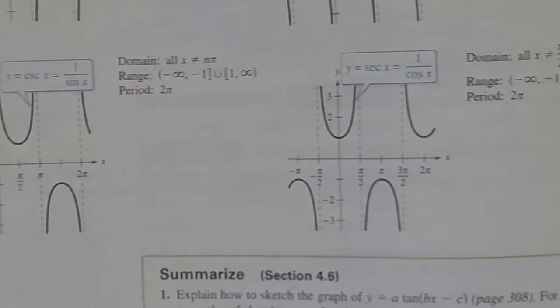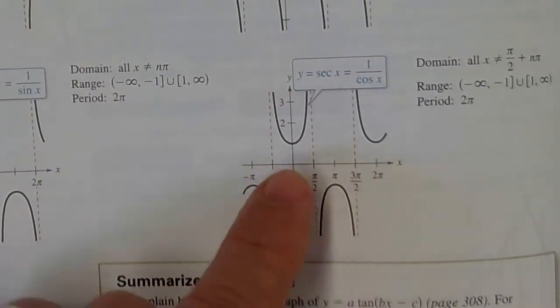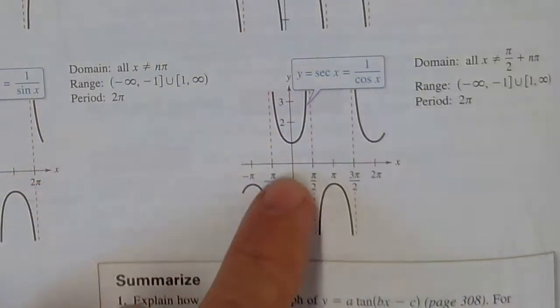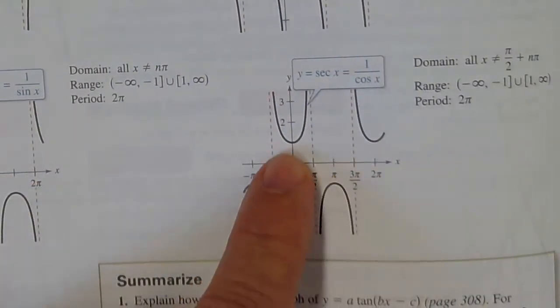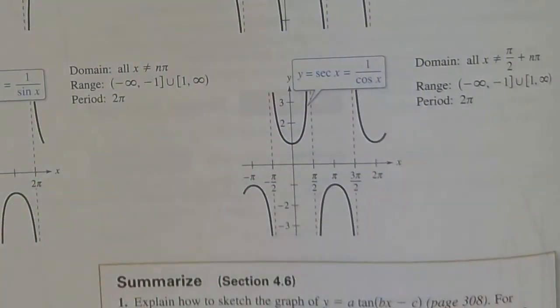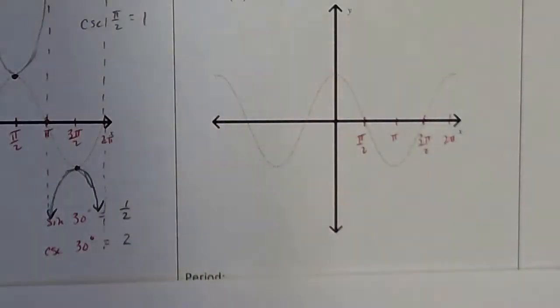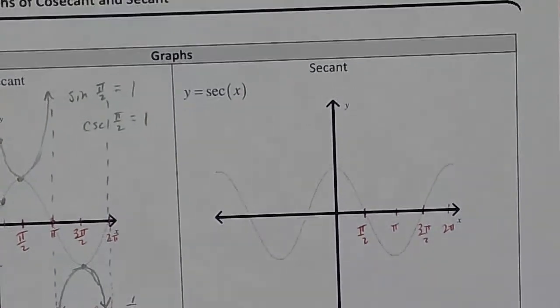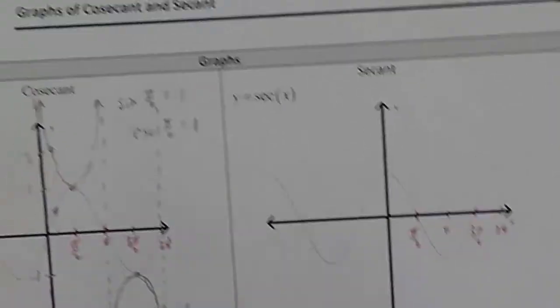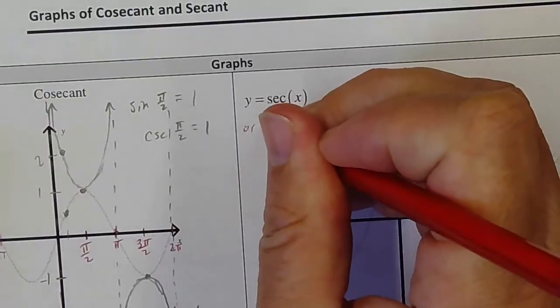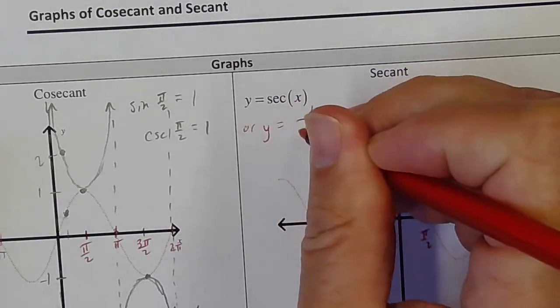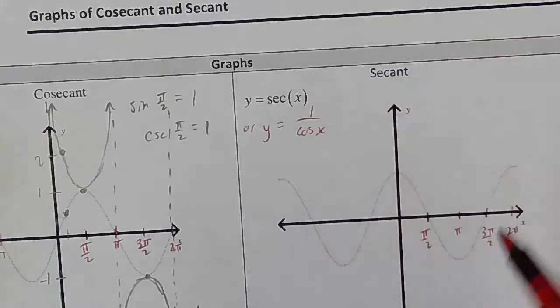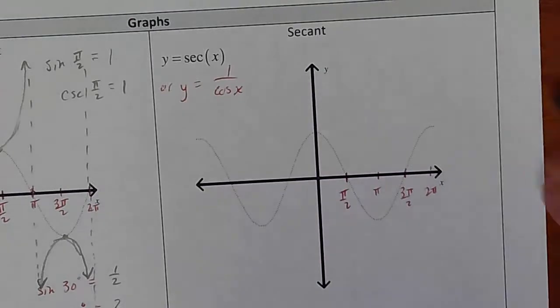Secant kind of does the same thing. It takes that cosine graph and it does the same thing, flips those over, and it just has a different starting point. That's all. All right, so that's what they look like here. So the secant graph, it's kind of do the same thing. This is also typed in as 1 over cosine of x. Okay, and it's going to look like this.